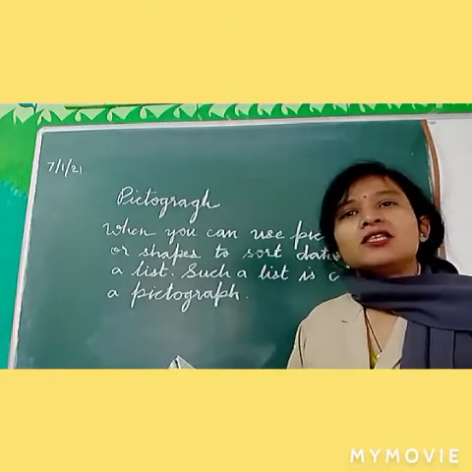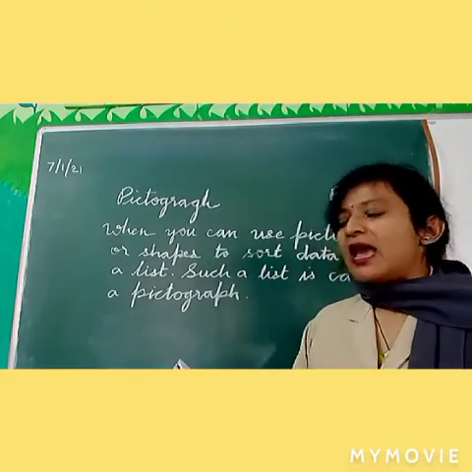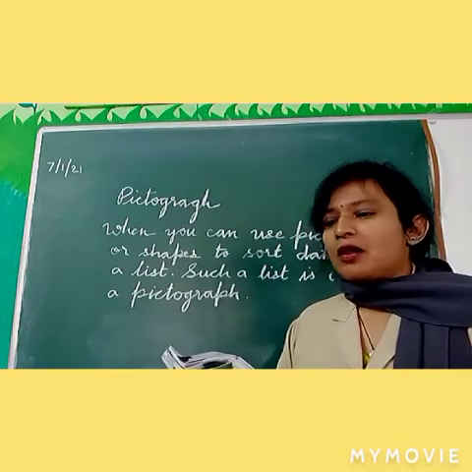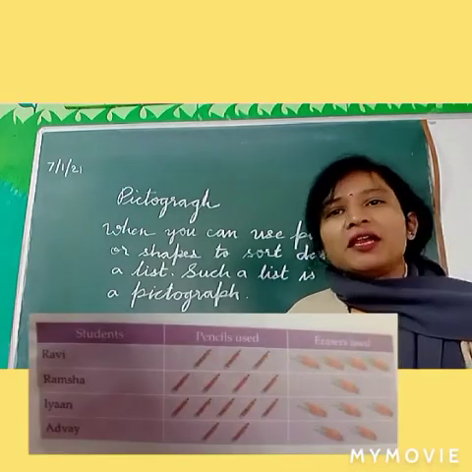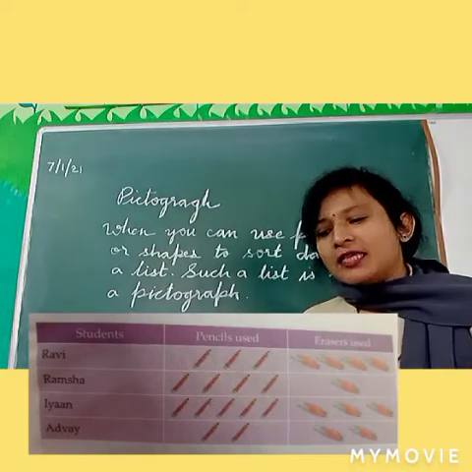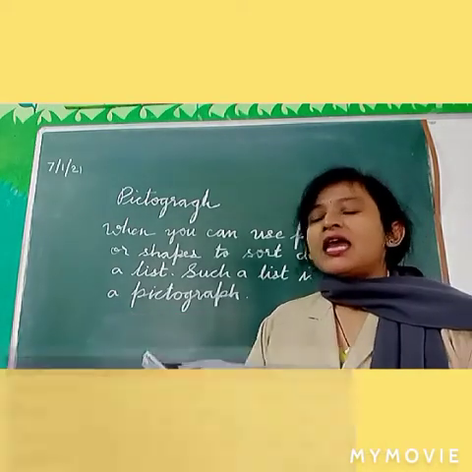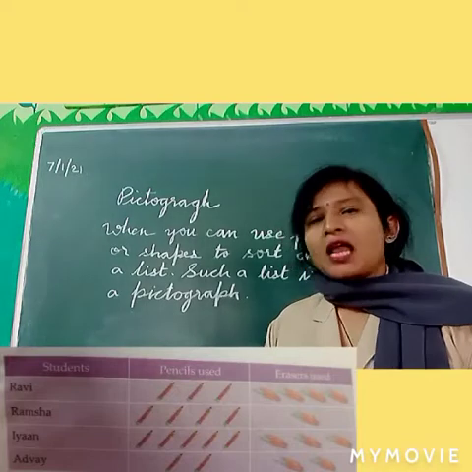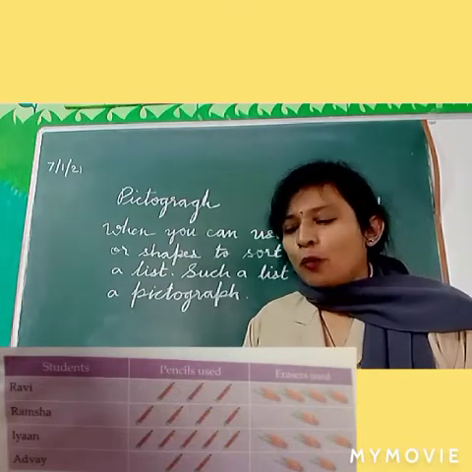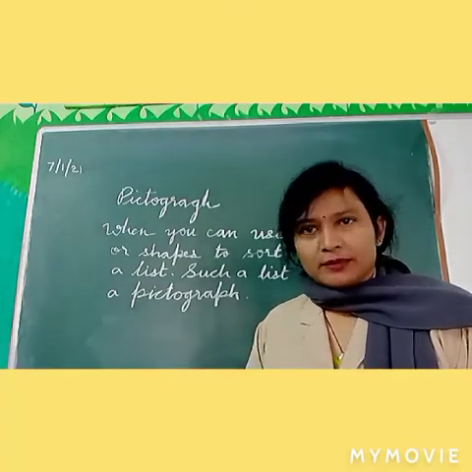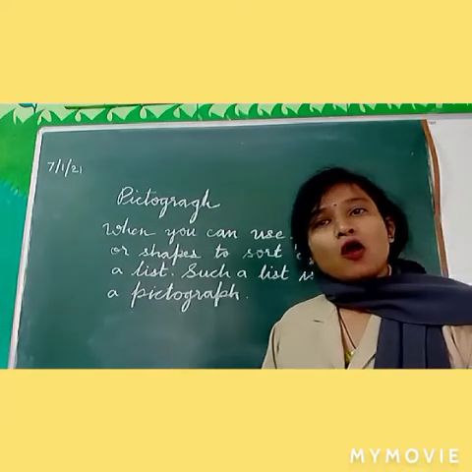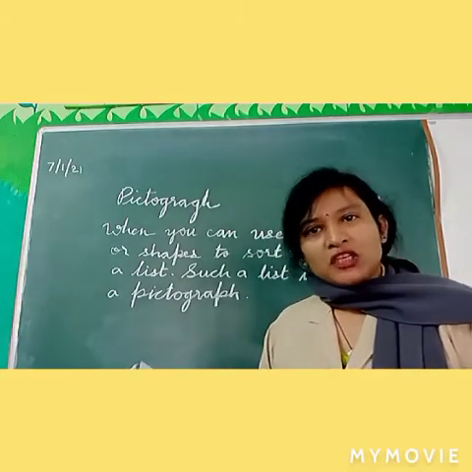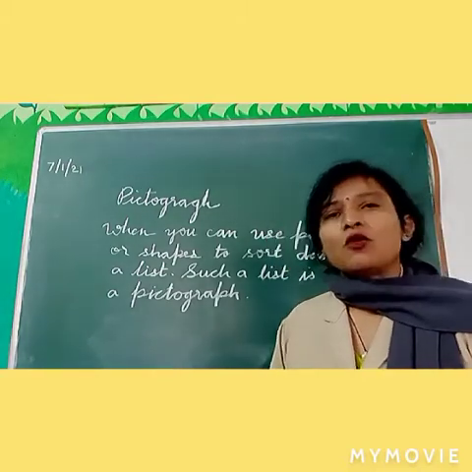Ravi has used 3 pencils and 4 erasers. Ramsha has used 4 pencils and 1 eraser. Ayan has used 5 pencils and 3 erasers. Other has used 2 pencils and 2 erasers. This is already given in your book. Now according to the given picture, you have to answer the questions.